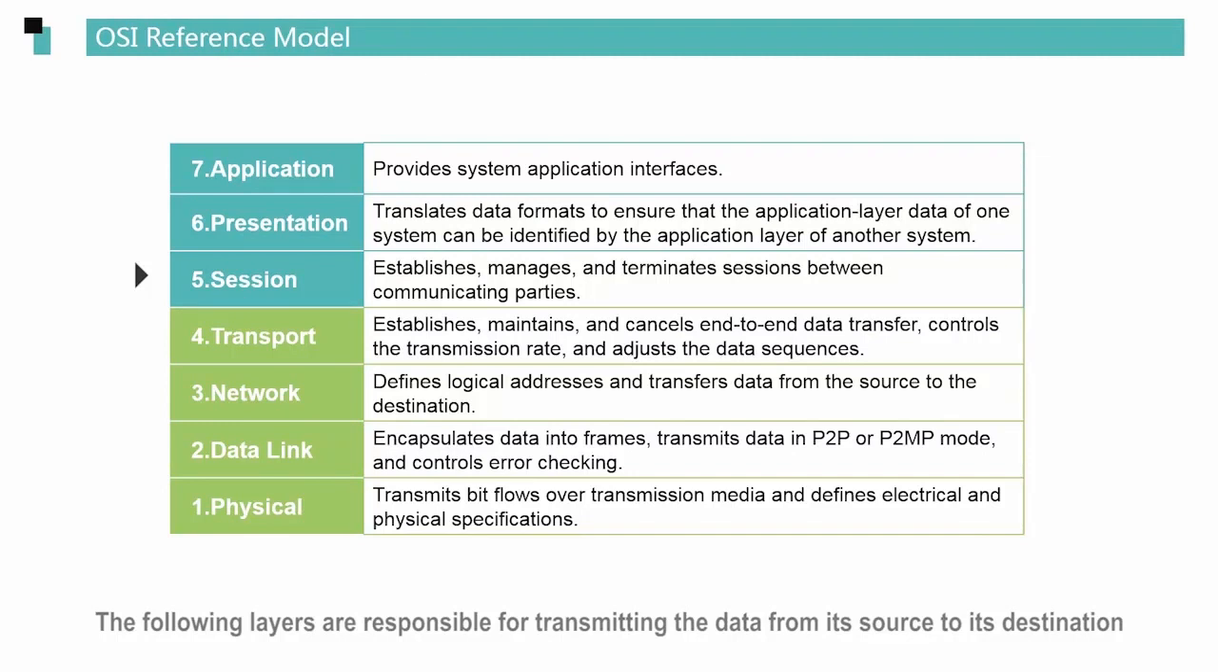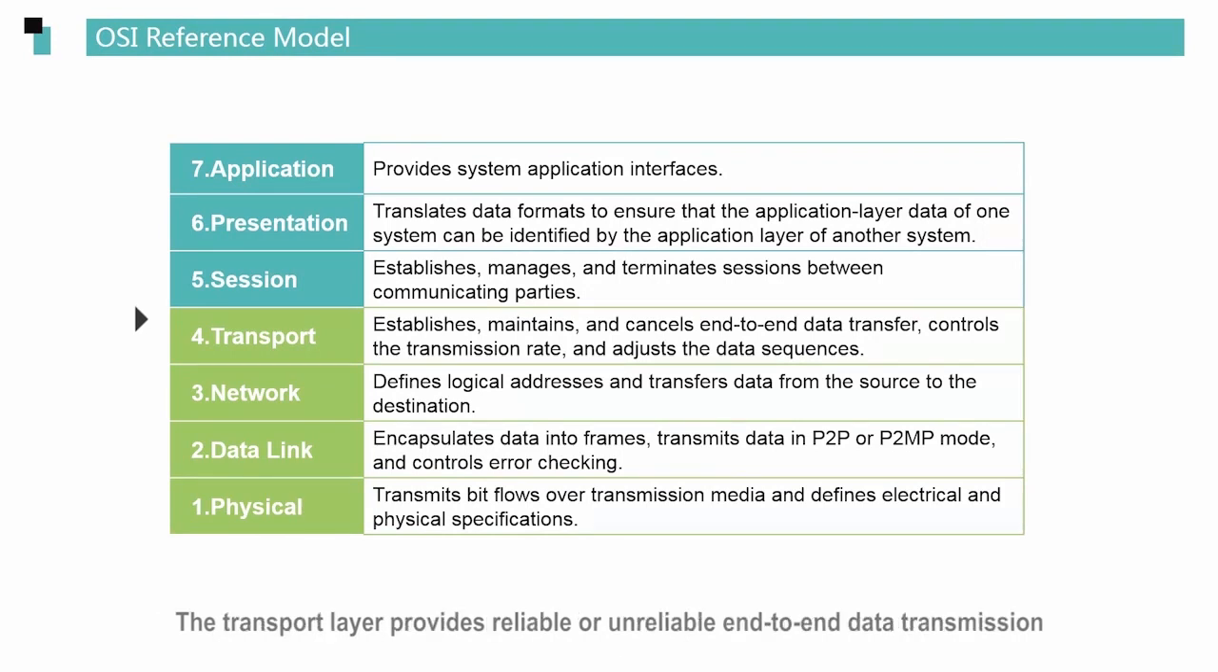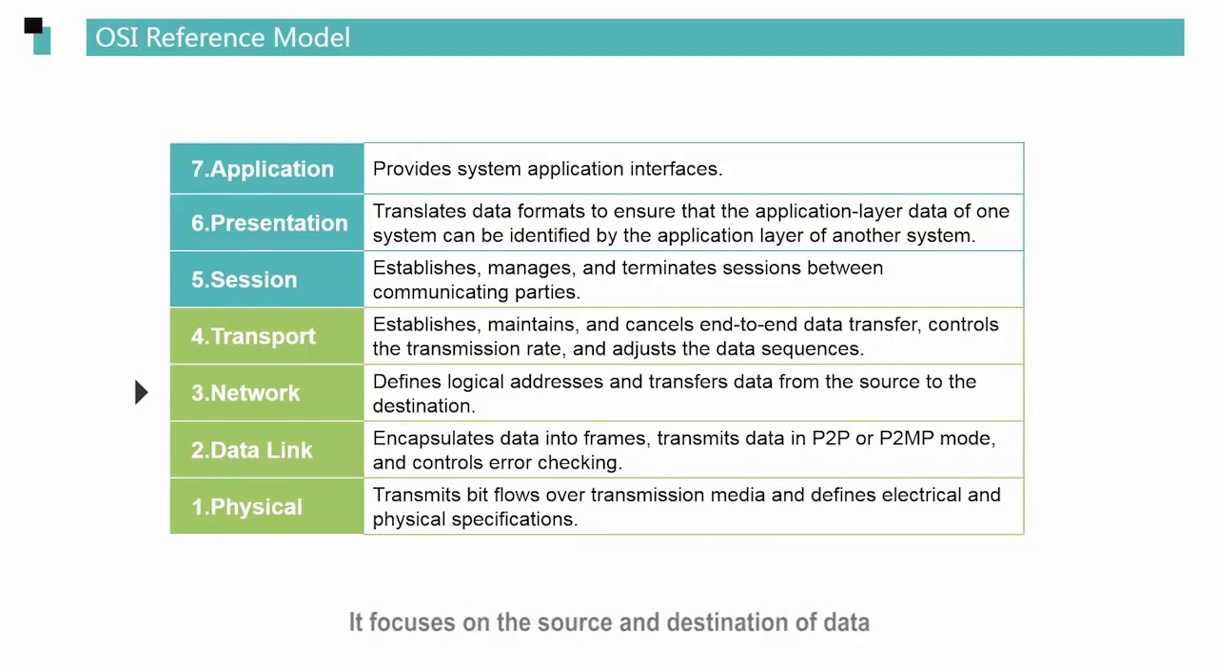The following layers are responsible for transmitting the data from its source to its destination. The transport layer provides reliable or unreliable end-to-end data transmission. The network layer provides data addressing and routing and supports routing protocols. It focuses on the source and destination of data. For example, the source may be a user's PC in China, and the destination may be a user's PC in the USA.